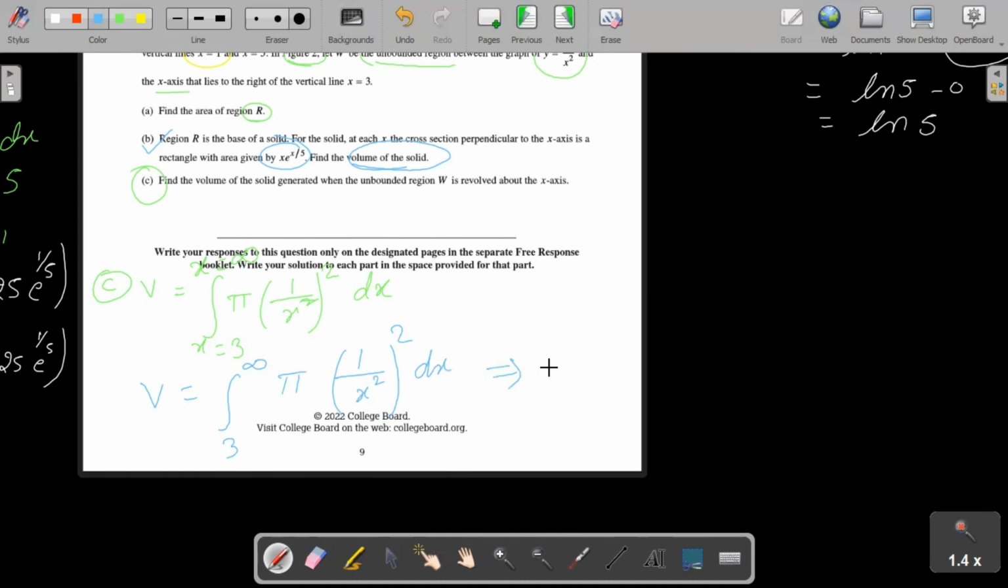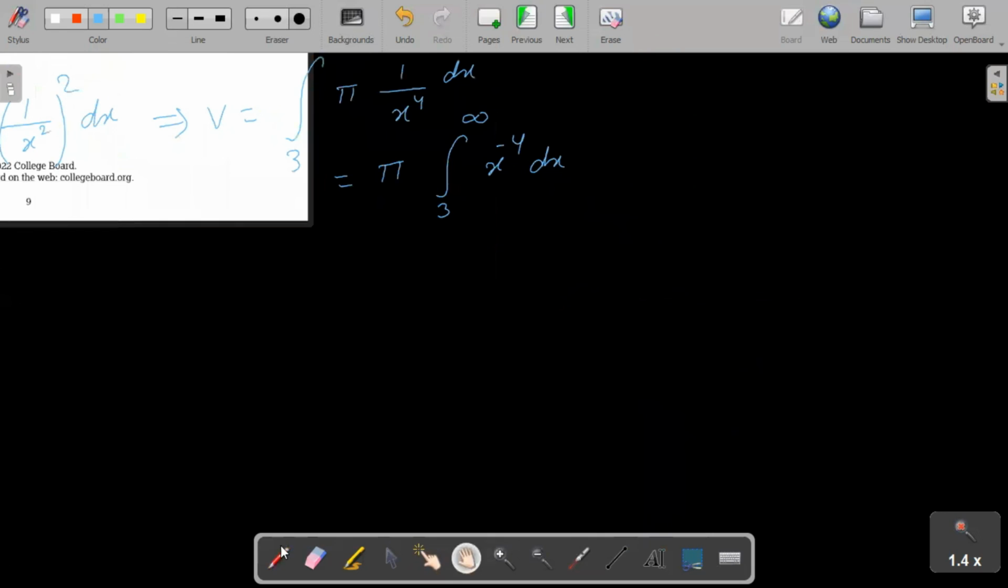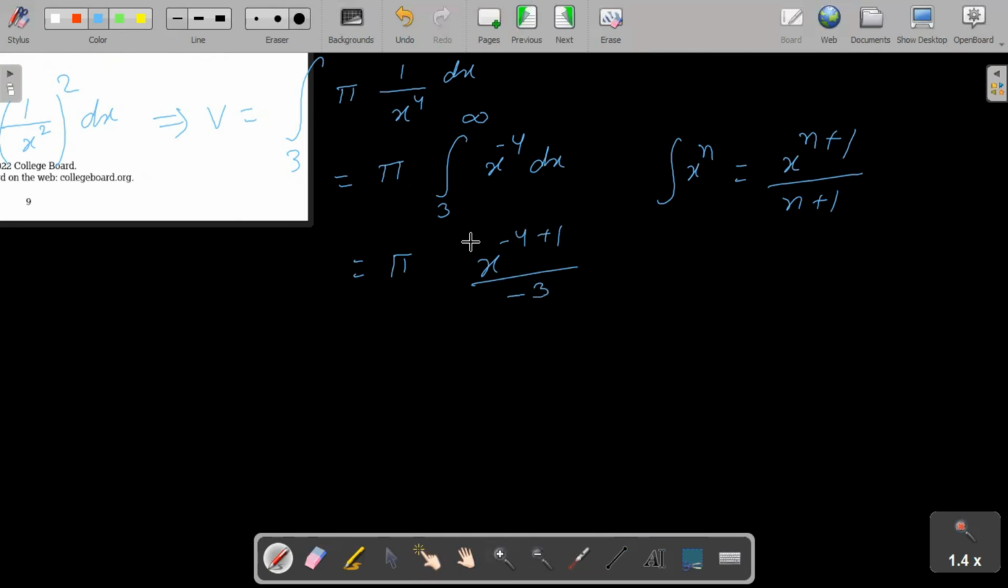Let us solve this. So v is equal to 3 to infinity, this will be pi into 1 upon x raised to power 4 dx. We can calculate this, no problem. So pi will be outside, and this will be the integration from 3 to infinity of x raised to power minus 4 dx. We can apply the basic formula of integration: the integration of x raised to power n is x raised to power n plus 1 divided by n plus 1. So this will be x raised to power minus 4 plus 1 divided by minus 3 with the limit 3 to infinity.